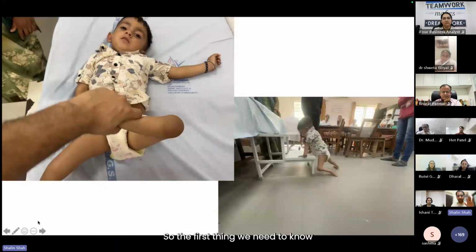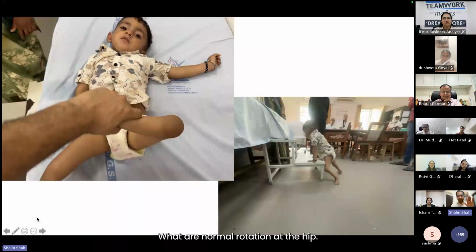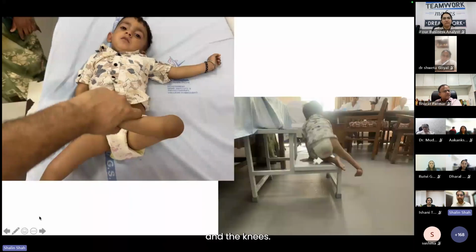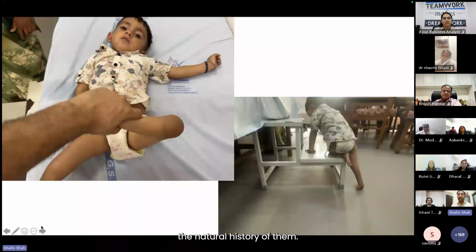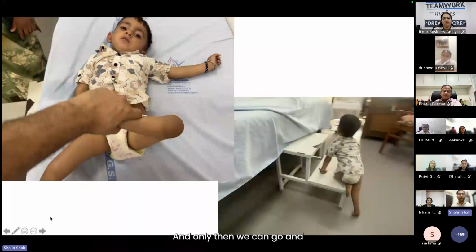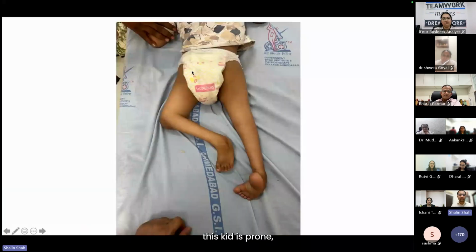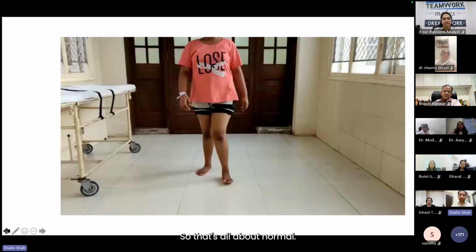So the first thing we need to know is what is normal, what is a normal rotation at the hip, what is a normal range at the hips and the knees. And then we need to know the natural history of them. And only then can we go and pick up all these abnormal gait issues. You can see, as I was saying, the left side, this kid is prone. So the left side has an external rotation contracture. The right side has a little bit of internal rotation contracture. So that's all about normal.